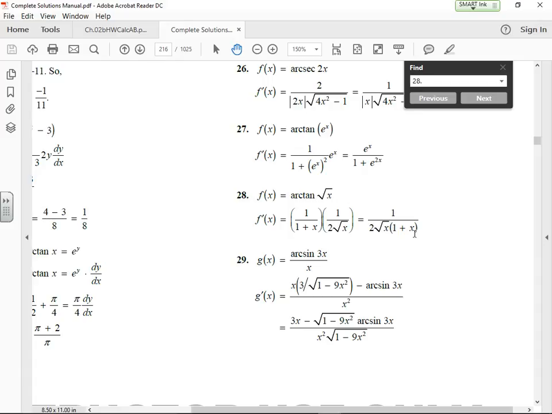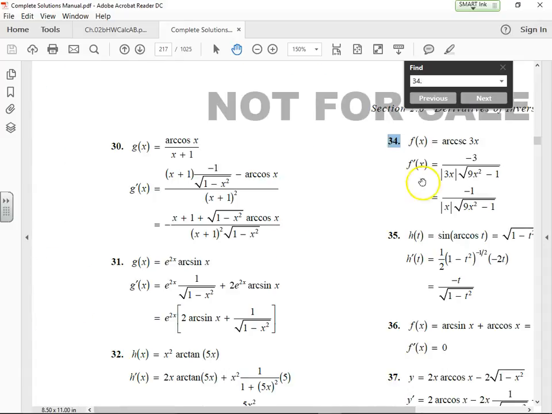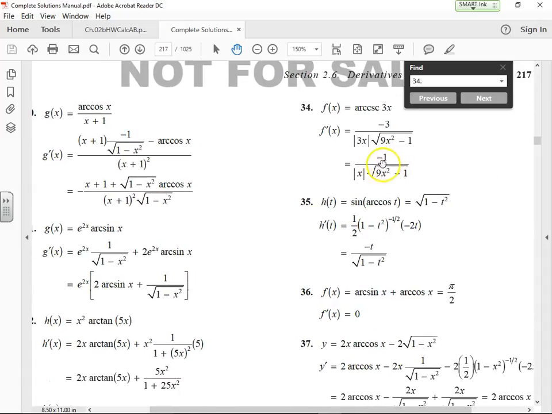You guys getting the right ones? Go ahead and write them down if you need to. Next one, 34. Got it? Negative 1 over absolute value of x, square root of 9x squared minus 1. These are going all right? Good. Negative 1. Got it? Next one.